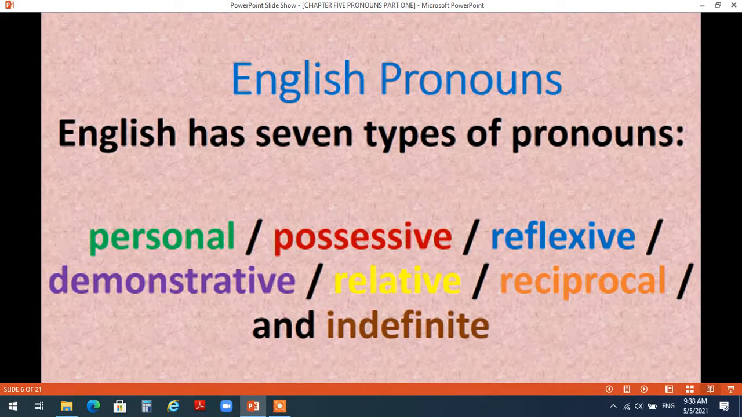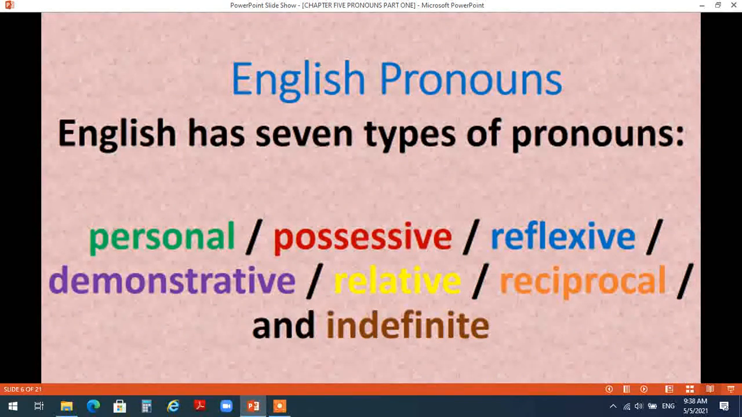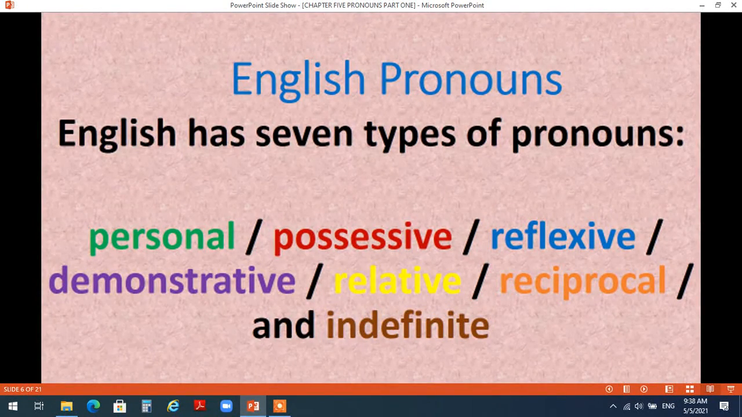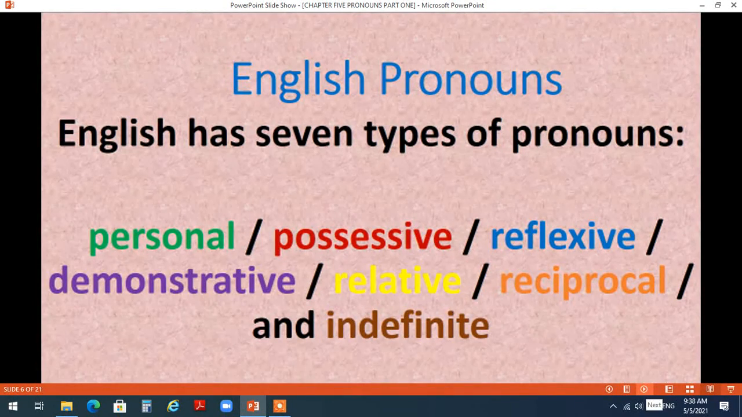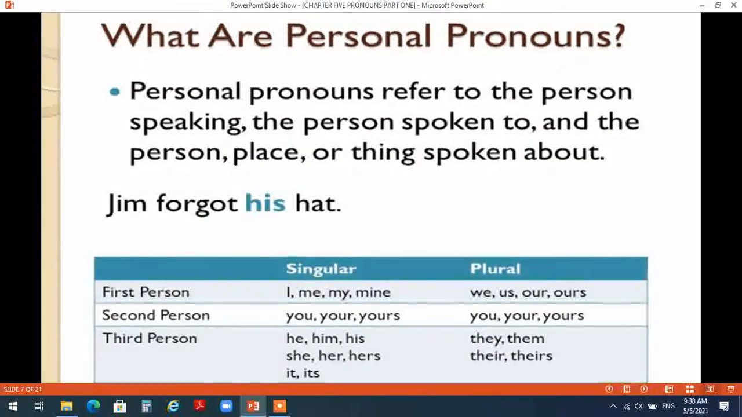في هذه المحاضرة سنناقش إن شاء الله الأنواع الأربعة الأولى من هذه الأنواع السبعة، وسنكمل في المحاضرة القادمة إن شاء الله مناقشتنا لبقية أنواع الضمائر في اللغة الإنجليزية. So let's start with these pronouns one by one. We will start with the first type, which is called personal pronouns أو الضمائر الشخصية.